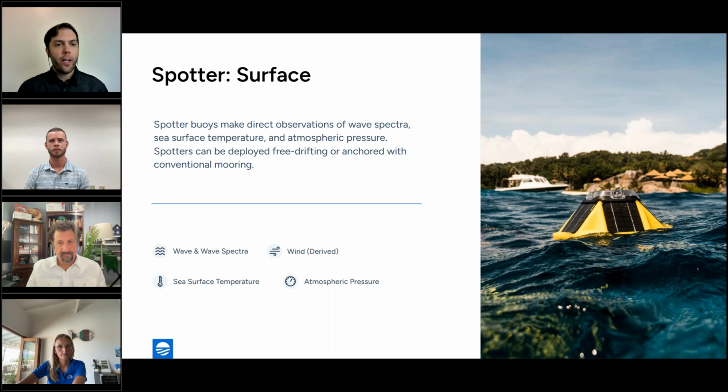Essentially, the Spotter collects motion data and translates that motion data into wind and wave data. It also collects a little bit of additional data like sea surface temperature and atmospheric barometer. These can be free drifting, like our grid, which we use to build the world's most accurate ocean weather forecast, or you can buy one and moor it in your favorite coral reef to tell what the conditions are right now, right today.